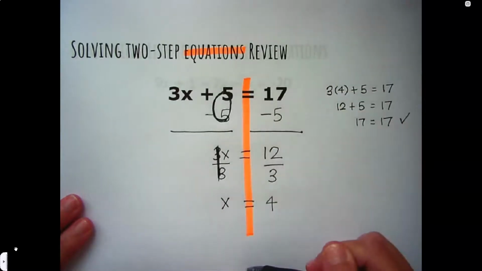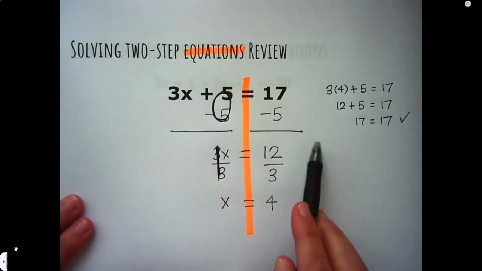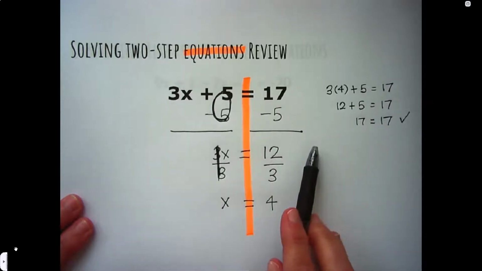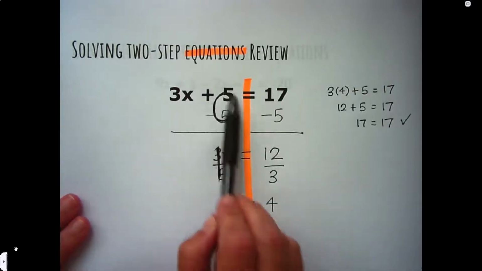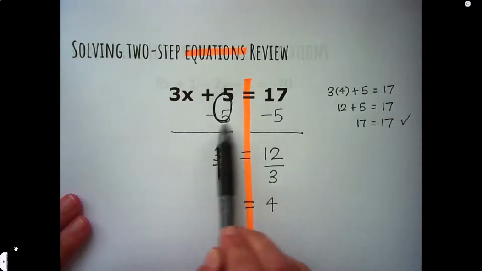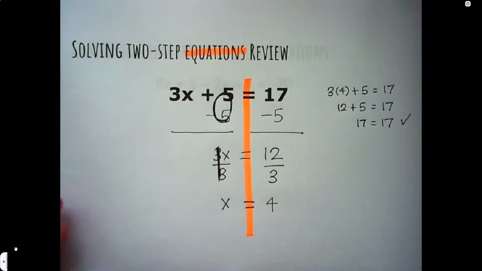That divides them into two sides. The two sides are balanced. What I do on one side, I have to do on the other to keep it that way. And I use inverse operations. So when I see that 5 is being added, I subtract to get rid of it. When I see that x is being multiplied by 3, I divide to get rid of it and get my solution. So that's where you started.